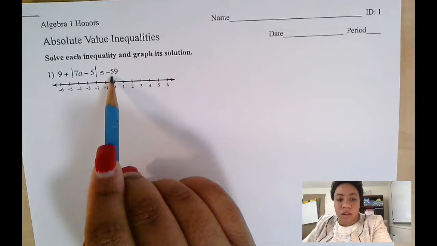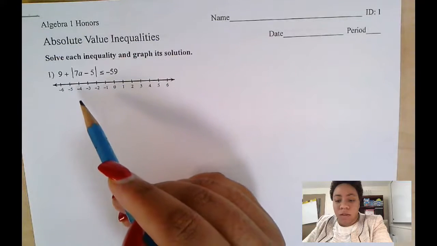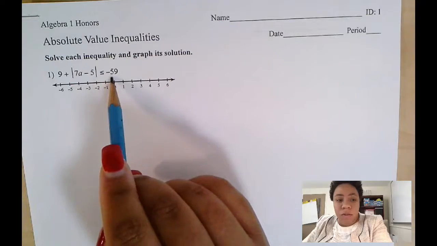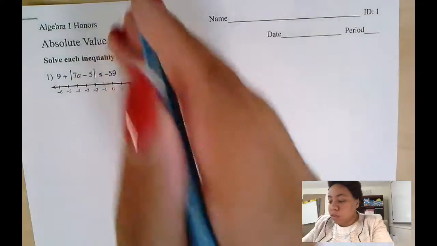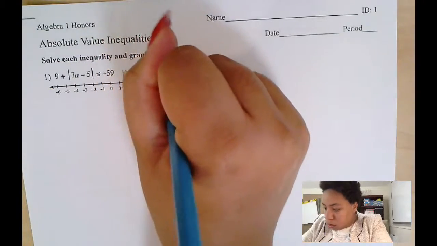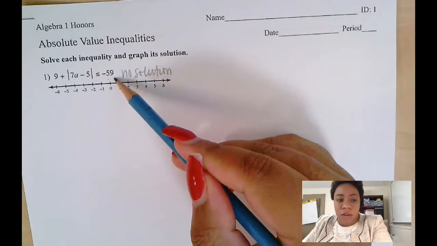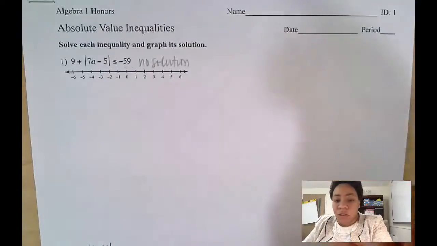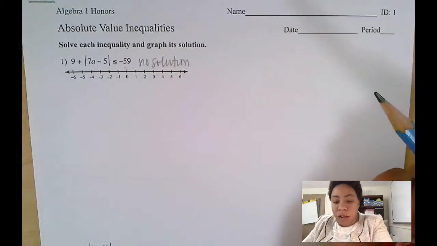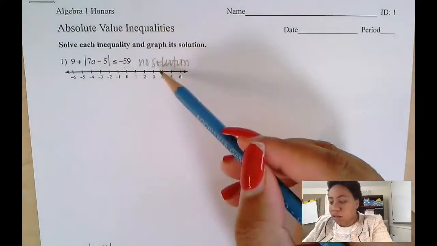Okay, so for the first one, what you'll notice is that there's a negative number here for the equation. Whenever you see this, before you even solve it, there should be a red flag, because you cannot have the absolute value equal a negative number. So for this one, this is no solution. Write down no solution whenever you see the negative 59 here, because you can't solve it. You can't go from positive to negative, or negative to positive, so there's no solution for this.